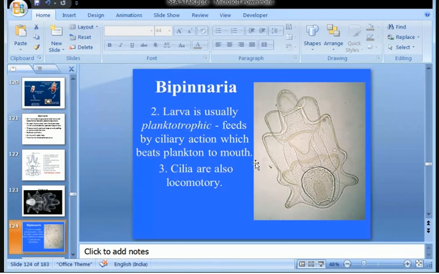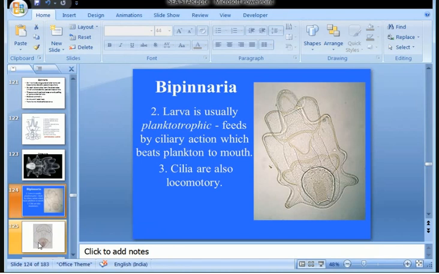Larva is usually planktotrophic, that is, it feeds by ciliary action, where cilia beat plankton to the mouth. They direct plankton to the mouth, and cilia also help in locomotion. So cilia help in both locomotion and feeding. So here this is that bipinnaria larva.